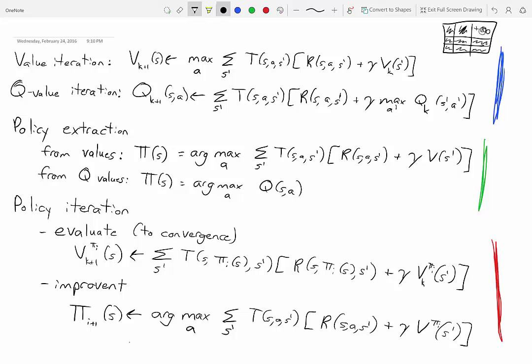Now we have policy iteration. So if we look at policy iteration, it's 2 phases. First, we have an evaluation phase where given our policy pi i, you basically take actions according to pi i. So the value is the sum over possible next states, the transition when you act according to pi i, the reward when you act according to pi i, plus gamma times the discounted future value, or value of the next state. Then, once you run this to convergence, you then improve your policy.